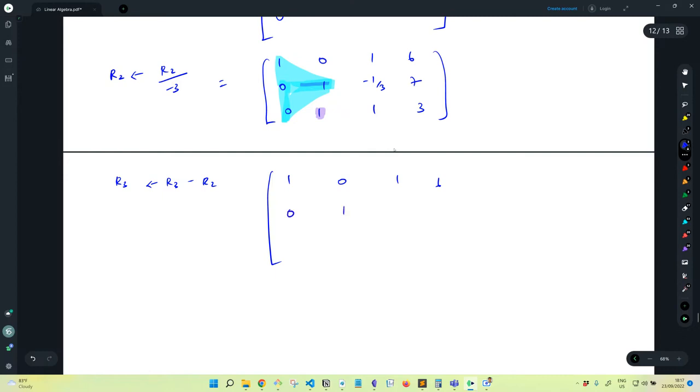If I apply this operation, then you get 1 0 1 6, 0 1 minus 1 by 3 7, 0 0, 1 plus 1 by 3 will be 4 by 3, 3 minus 7 will be minus 4. Now the only thing that is pending is I need to make this entry 1. To make an entry 1, a straightforward operation is, as usual, scalar multiplication. So what I will do, R3 equals R3 times 3 by 4.